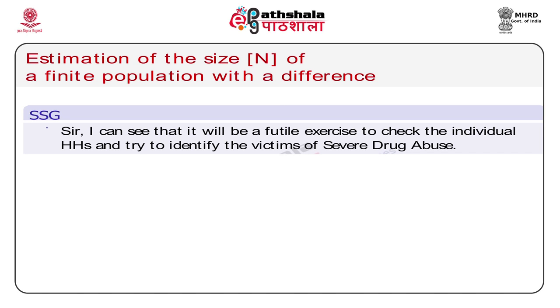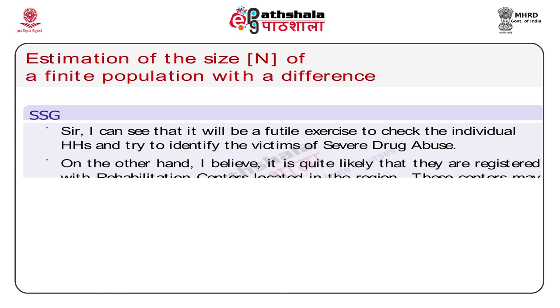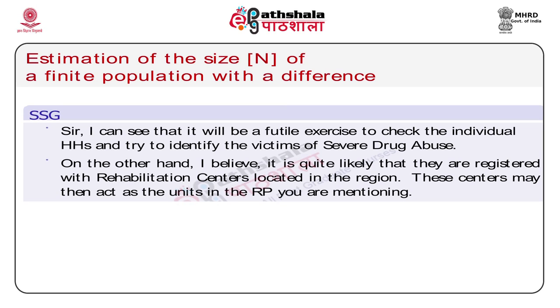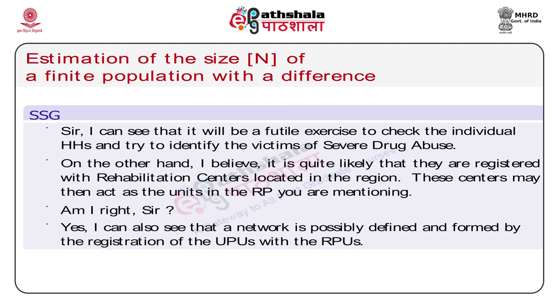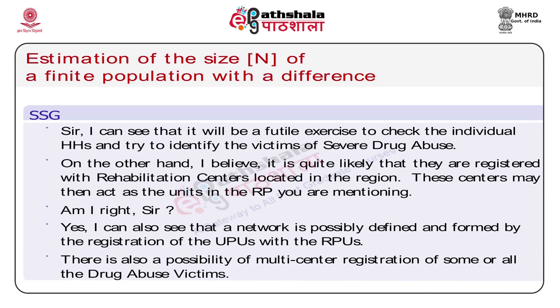Sir, I can see that it will be a futile exercise to check the individual households and try to identify the victims of severe drug abuse. On the other hand, I believe it's quite likely that they are registered with rehabilitation centers located in the region. These centers may then act as the units in the reference population you're mentioning. Am I right, sir? Yes, I can also see that a network is possibly defined and formed by the registration of the ultimate population units with the reference population units. There is also a possibility of a multi-center registration for some or all drug abuse victims.